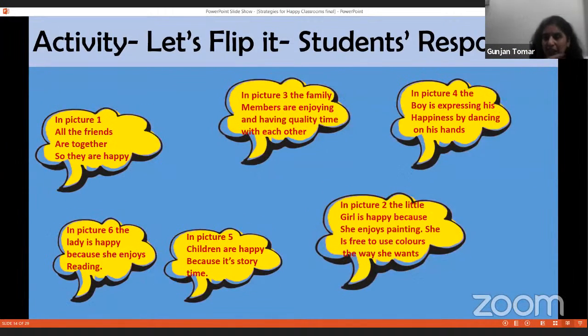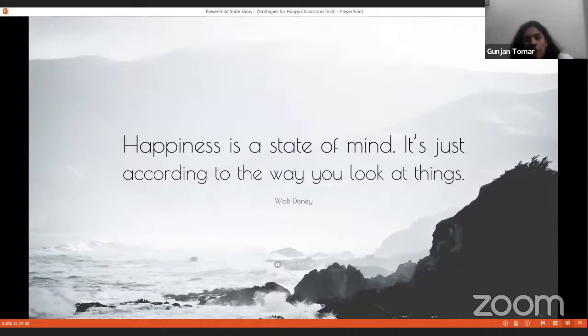This makes us think about what Disney had to say: happiness is a state of mind, and it's just according to the way we look at things that we become happy. That was one message I wanted to give them, despite whatever odds we are in. It's always about how you tune your mind, how you train your mind to be happy, to find happiness in whatever we have with us.